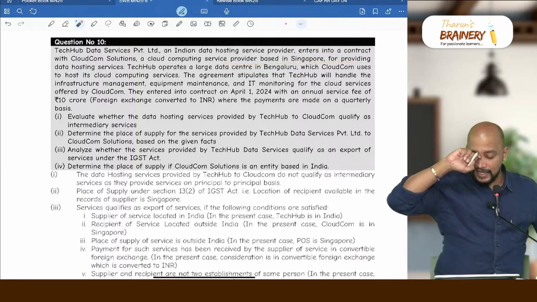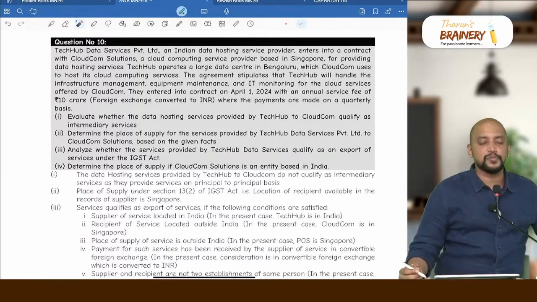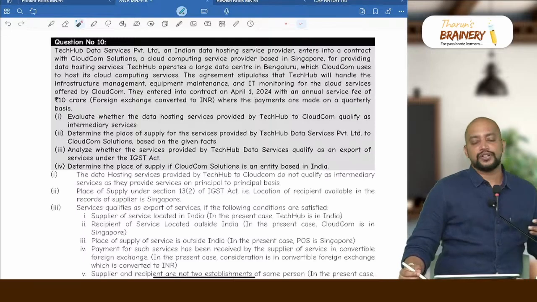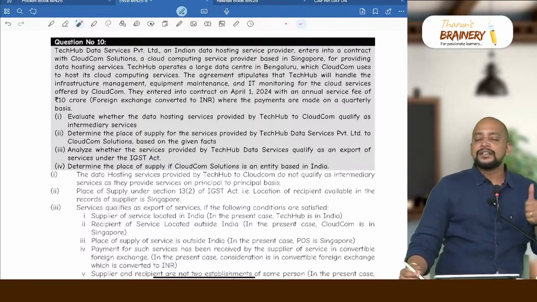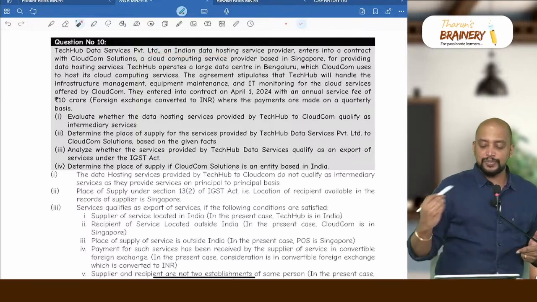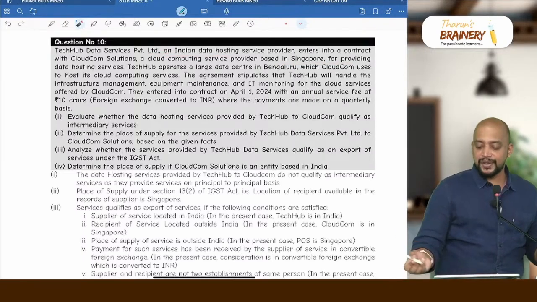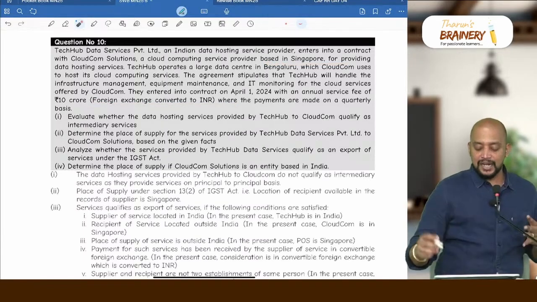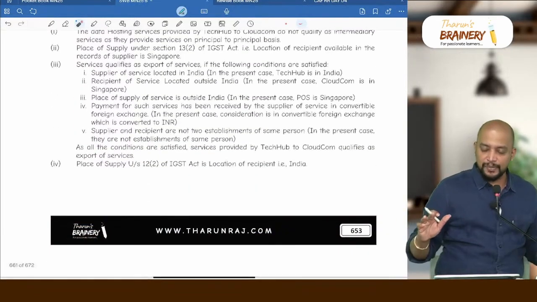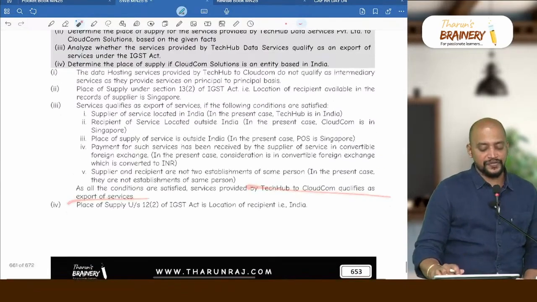Then third, analyze whether the services provided by Tech Hub Data Services qualify as export of service. So in order to become export of service, 5 conditions should be satisfied. Supplier should be in India. Yes, Tech Hub is located in India. Recipient should be outside India. Yes, that is in Singapore. Place of supply, location of recipient, that is Singapore. And they are receiving convertible foreign exchange. Supplier and recipient are not two establishments of the same person. So as all the conditions are satisfied, it is an export of service.